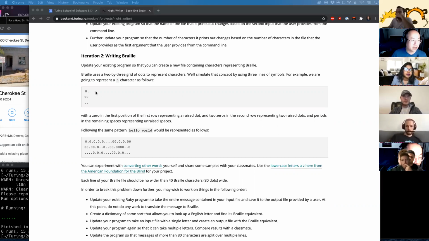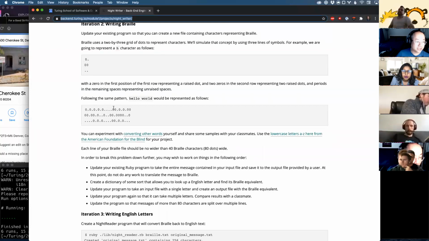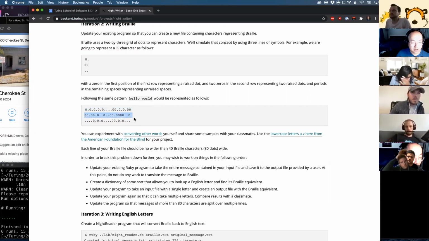But essentially, Braille uses a 2x3 grid of dots to represent characters, and so this is how we're going to expect the single letter H to be. These zeros are going to be representing the raised part of Braille, and the dots are going to be representing unraised spaces. So if this is H, this here is going to be what Hello World will look like in Braille. So if you had a text file that had the text Hello World, when we export that, your text file would look like this when you open it.